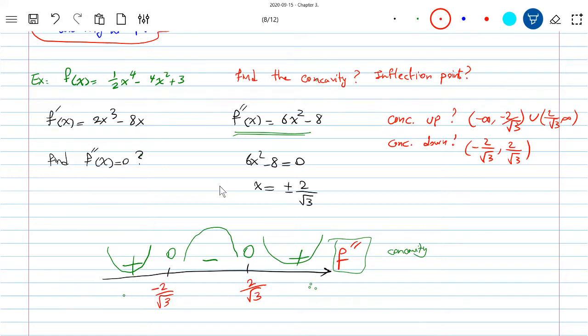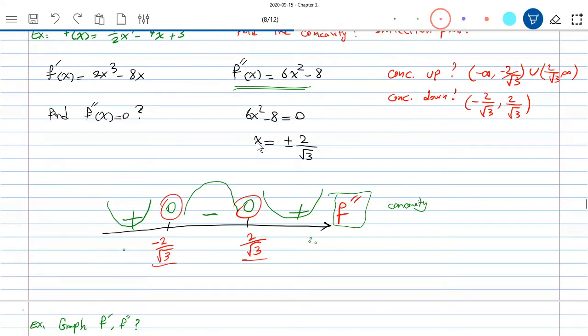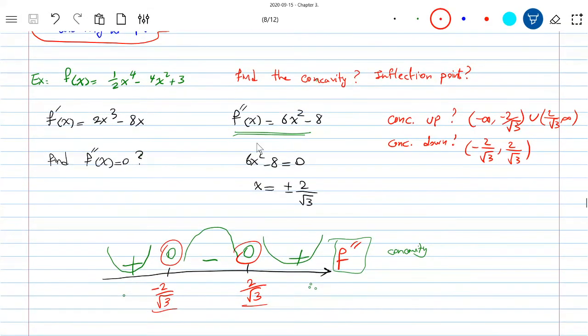And then they ask you about the inflection point. Where do you see a change in the concavity? Concave up to concave down happens at this point. Concave down to concave up happens at this point. The 2 points you found as the critical numbers for the second derivative are basically choices for the inflection point. They may or may not be the inflection point, but those are the points that are possibly going to be the inflection points.